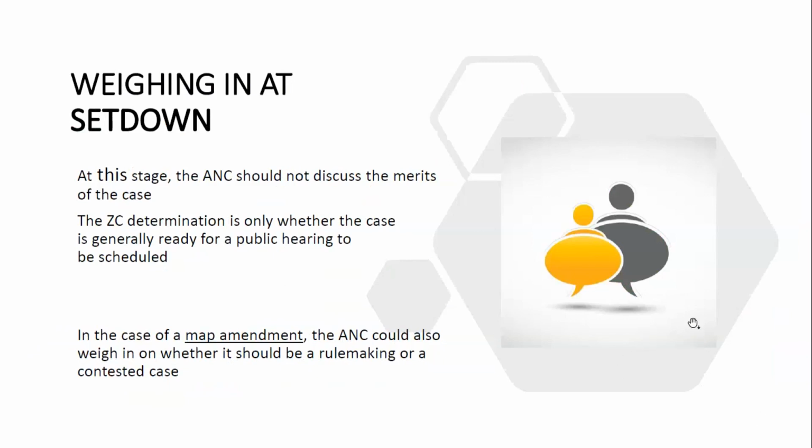They might say, you know, we have no problem with this case going forward for a hearing. However, we think this should be a contested case and not a rulemaking case for these reasons. It only benefits this one owner. It is owned by this person. It is only for their benefit, and therefore it does not meet the guidelines of the regulations for a rulemaking case.